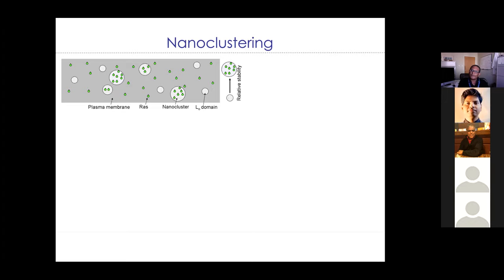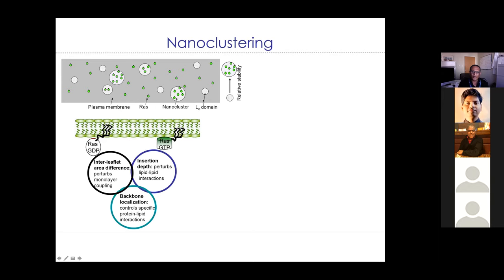There was also the idea of RAS forming clusters or nanoclusters, nano-sized proteolipid clusters or aggregates on the plasma membrane. That was again documented by EM. And we had no idea what the structural and physical chemical basis of that was at the time. And we made an attempt to model that.